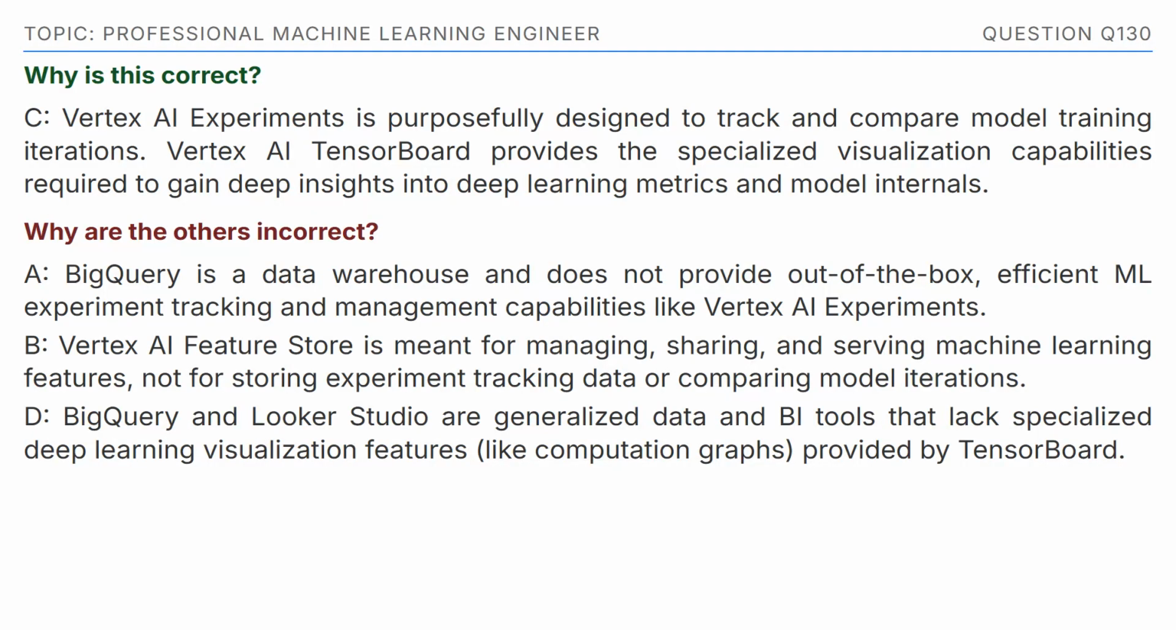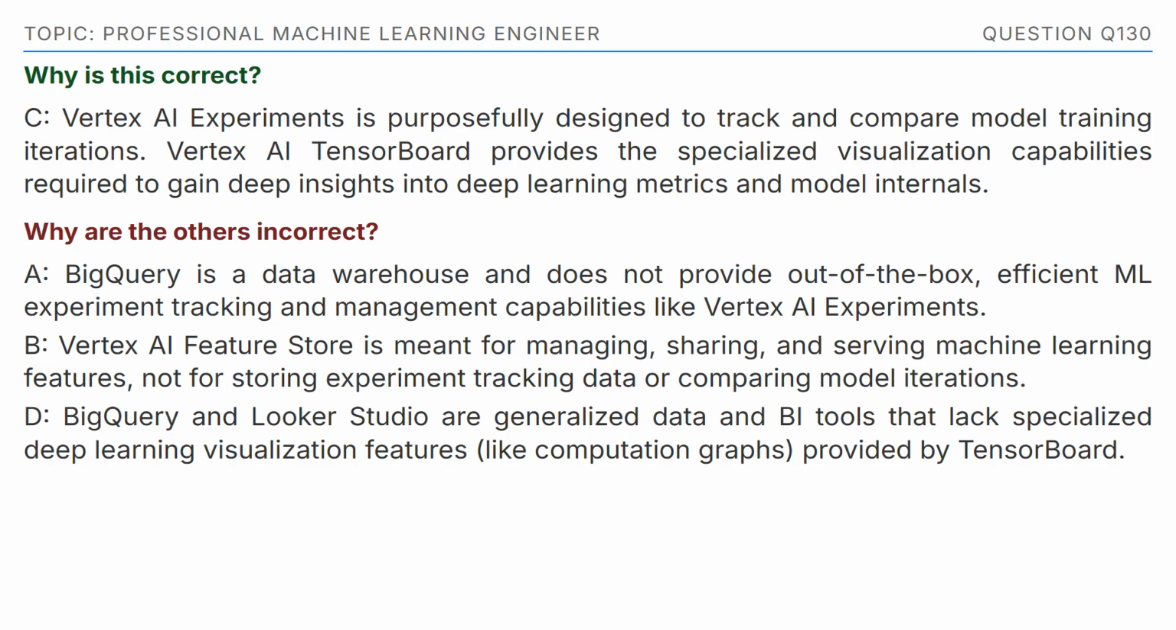Why is this correct? C. Vertex AI Experiments is purposefully designed to track and compare model training iterations. Vertex AI TensorBoard provides the specialized visualization capabilities required to gain deep insights into deep learning metrics and model internals. Why are the others incorrect?